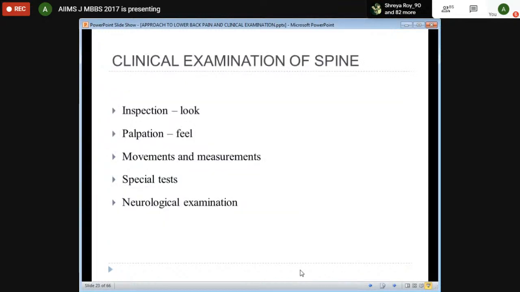So, starting with the clinical examination of the spine, you always go with inspection, palpation, movements and measurements, special tests and neurological examination. In inspection, always go for looking. On the basis of look only, you'll try to diagnose the patient and make a presumptive diagnosis. In palpation, you'll feel the patient by doing various sorts of examination and touching the patient.